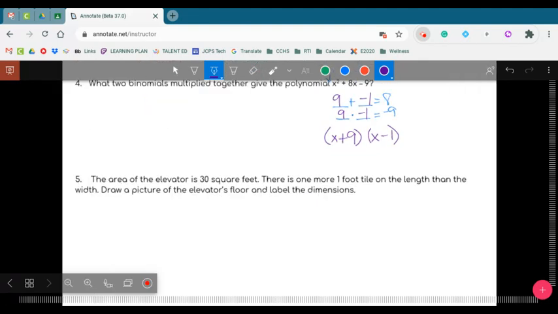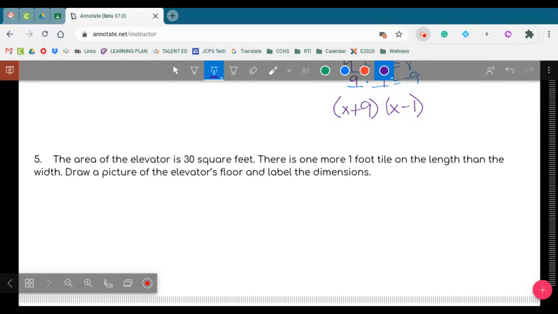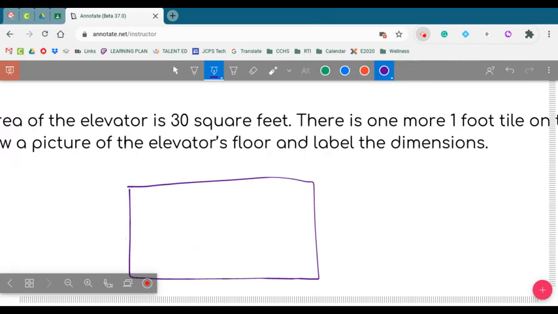Okay, last problem. It says the area of an elevator is 30 square feet. There is one more foot tile on the length than the width. Draw a picture of the elevator's floor and label the dimensions. So my area is 30, so I'm going to draw my rectangle. There is one more foot tile on the length. So our width is just going to be x. Then our length is going to be x plus 1.